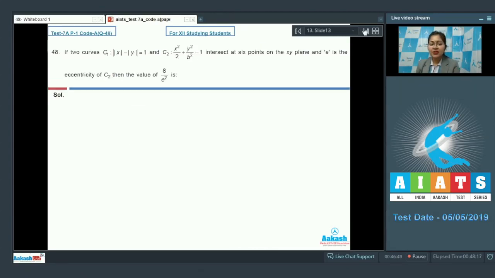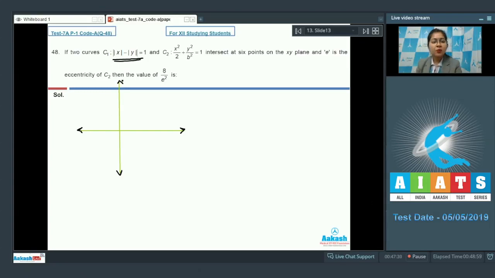Next is question number 48, which says that if two curves C1, that is mod of mod x minus mod y, whole mod equal to 1, and C2, that is an ellipse, x square upon 2 plus y square upon b square equal to 1, intersect at 6 points on the xy plane, and e is the eccentricity of C2, then the value of 8 upon e square is. Now here, firstly, it can be seen that this curve C1 is symmetric about both x-axis and y-axis. So we just have to plot the graph in the first quadrant, and then we will take its mirror image to draw it in all the 4 quadrants.